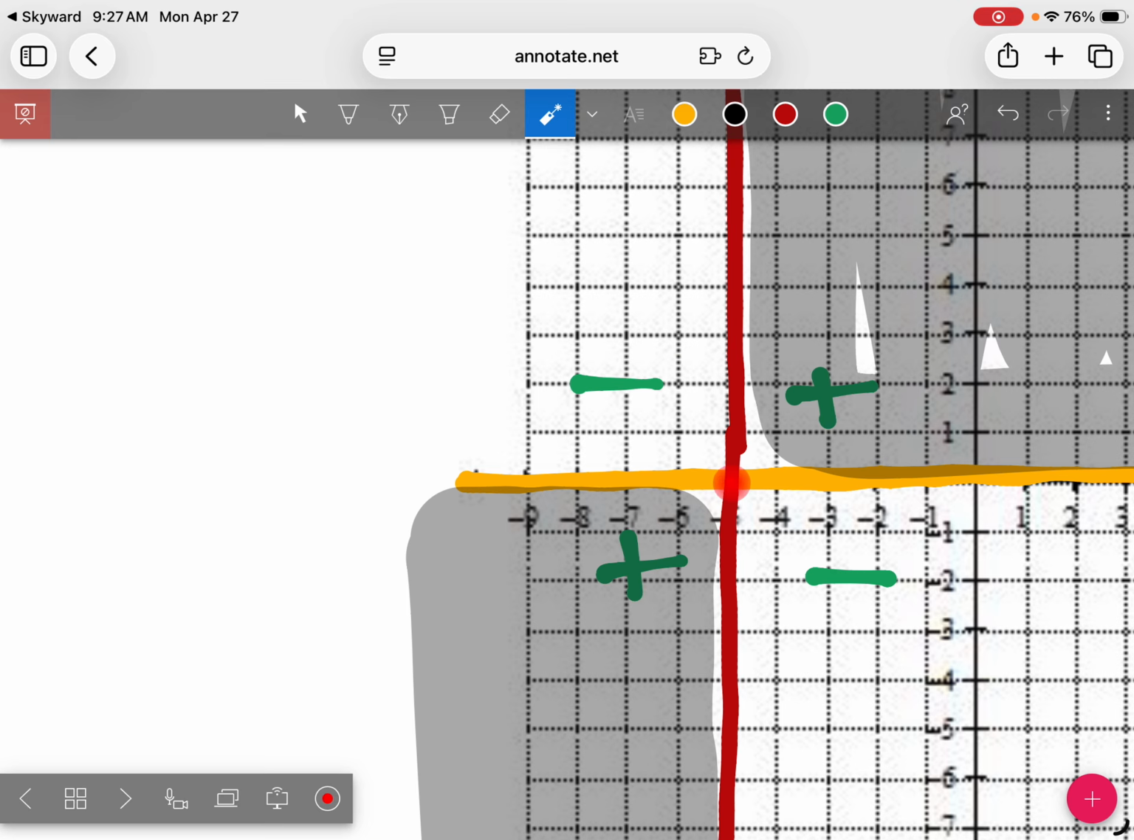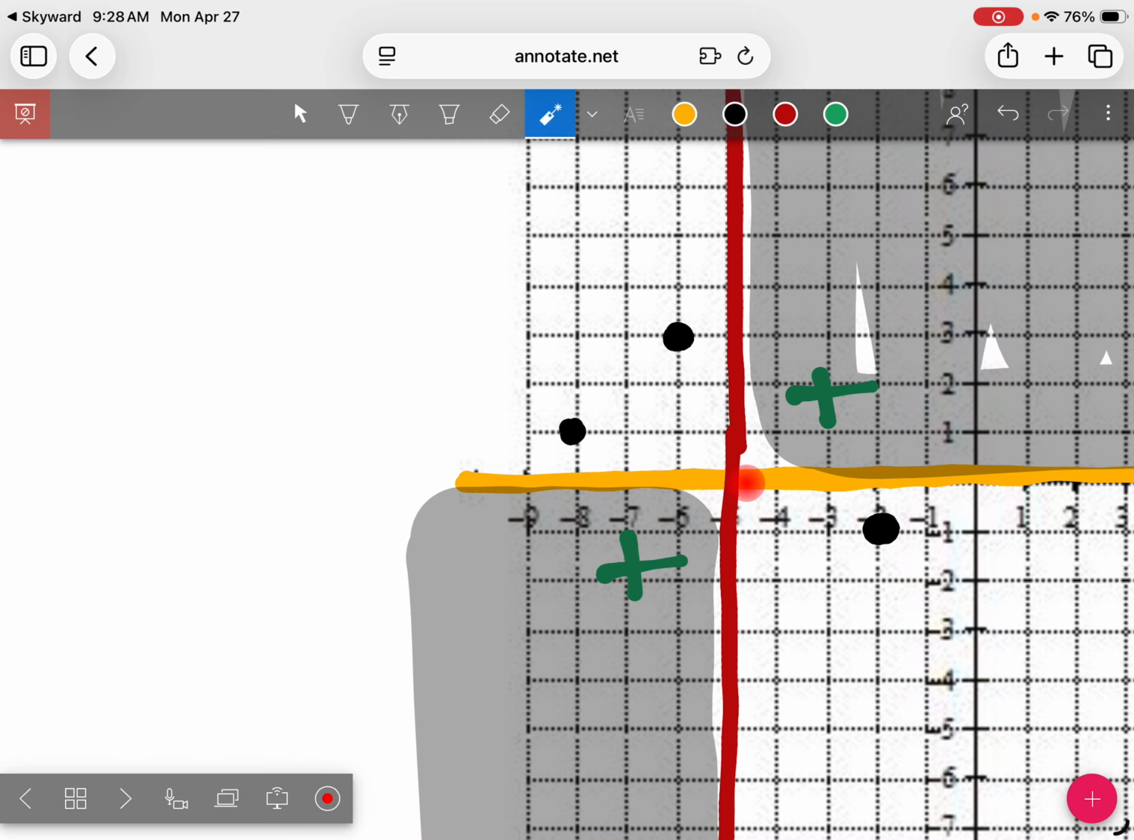Go to the cross. Go up 3 times. 1, 2, 3. Take 1 step to the left. Put a point. Go back to the cross. Go left. 1, 2, 3. Take 1 step up. Put a point. Same thing down here. I'm going to just put all 4 points down. Go back to the cross. Now I'm going to go right. 1, 2, 3, but I'm stepping down 1. Put a point.